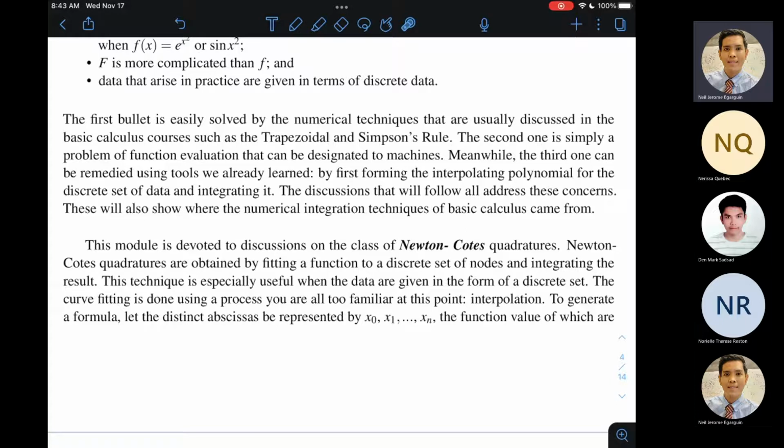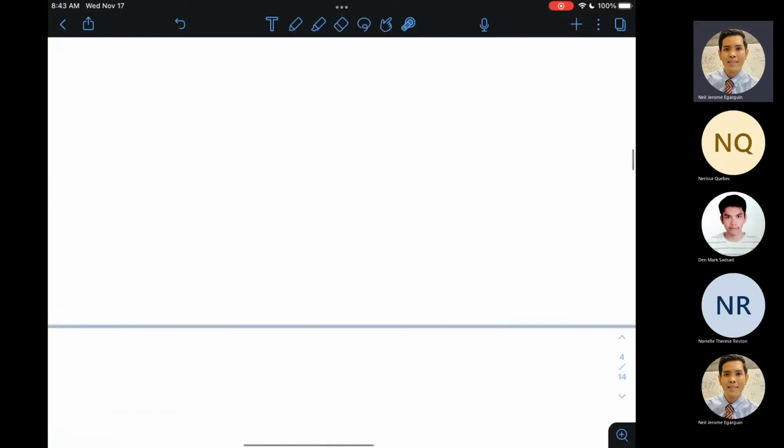Tapos, along the way, we will be deriving formulas para dito sa mga rules na to involving interpolation first and then performing the integration by replacing the integrand by the interpolating polynomial. At ang tawag dun sa mga formulas na makukuha natin ay Newton Cotes quadrature rules. Okay? But there is a new term here. Dinescribe niya yung method na to as a quadrature. Ano ba yung ibig sabihin ng quadrature?